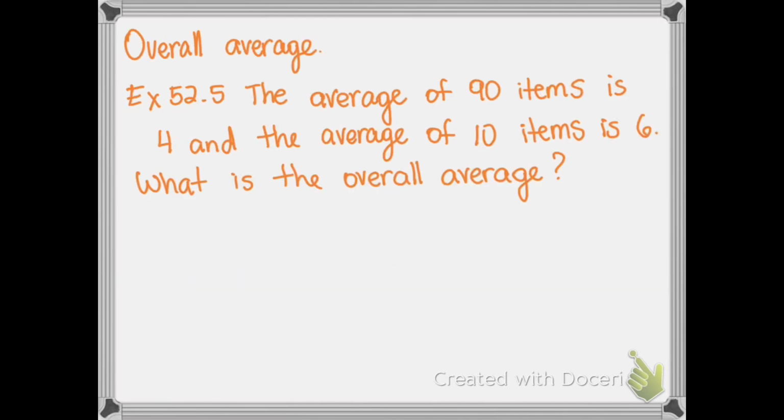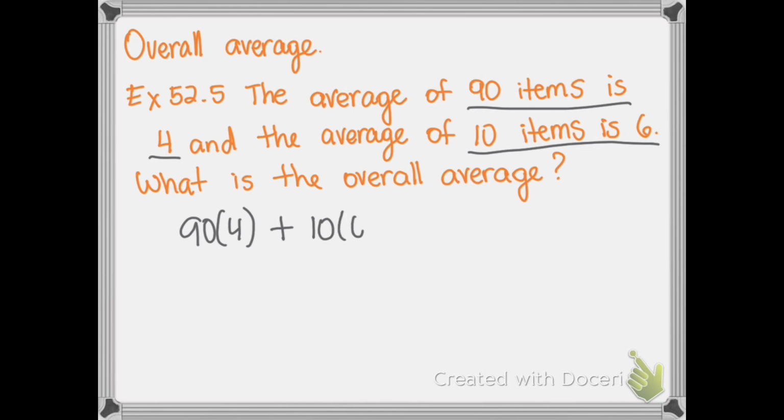The second part of this lesson is about overall average. Remember that the overall average is not the average of the averages. We have to actually find the total of both groups and then find the average. So let's look at this example. It says the average of 90 items is 4. So they're actually telling us what is the average of the 90 items. So if I multiply 90 times 4, I get the total of how much those 90 items are total. And then the average of the other 10 items is 6. So again, if I multiply 10 times 6, I'm going to find the total for those 10 items.